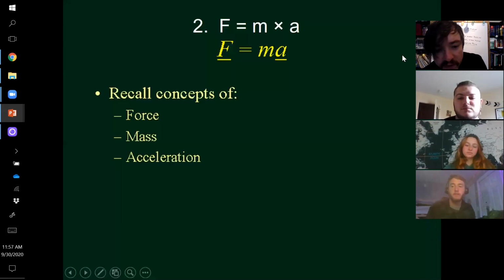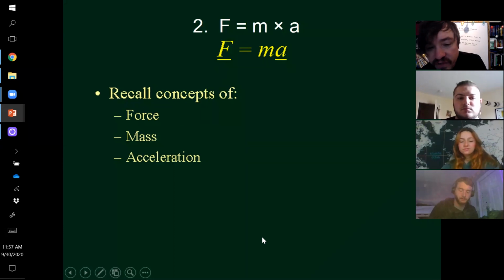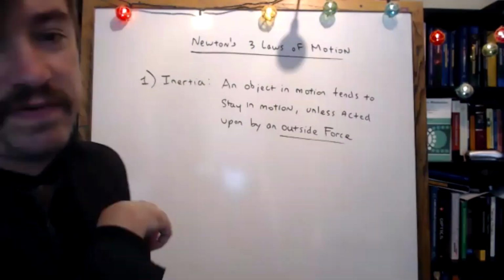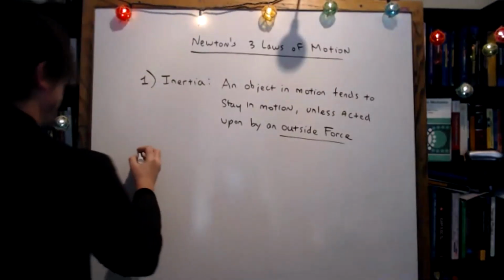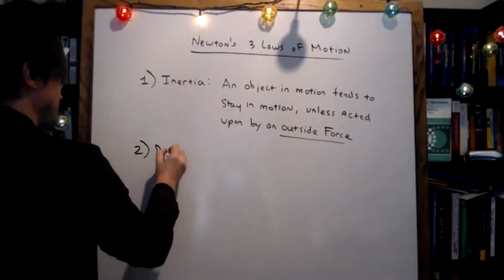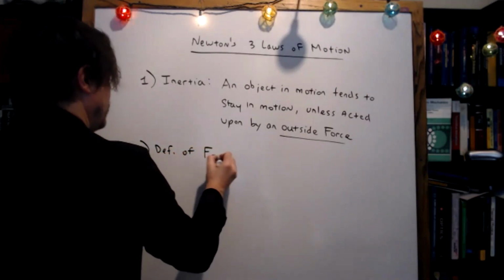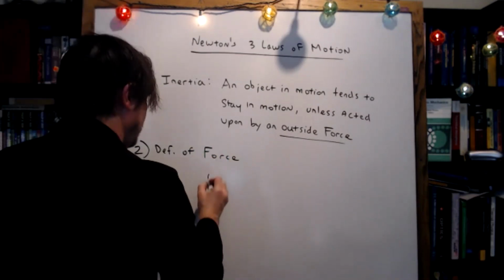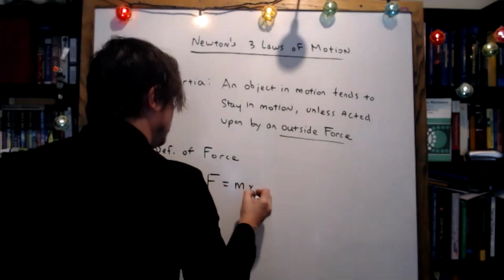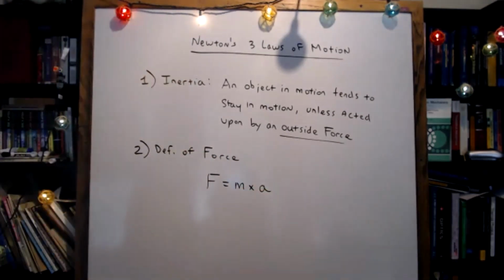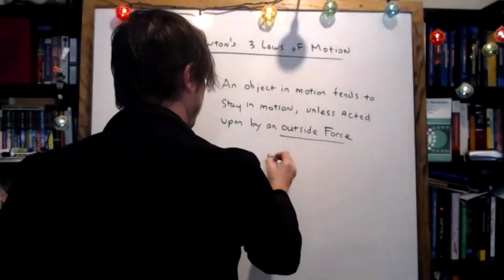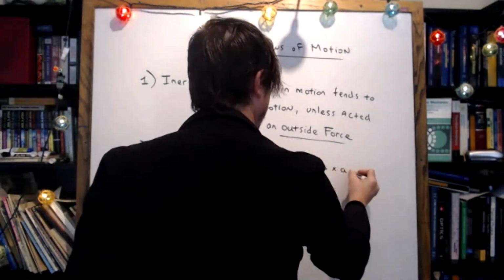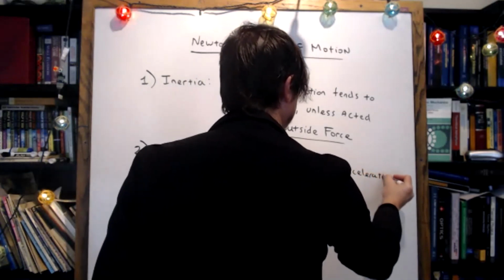Let's talk about the second law of motion. The second law of motion is the definition of force, and it could be one of the most iconic formulas in all of physics, okay? It's the definition of a force. It's a math equation, a very important math equation, that says force is equal to mass times acceleration, okay? So that's force equals mass times acceleration.